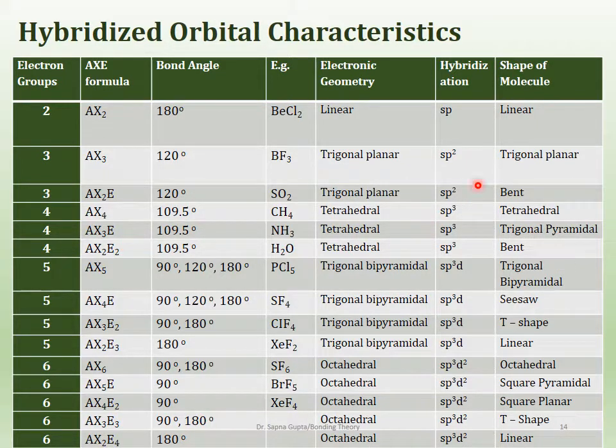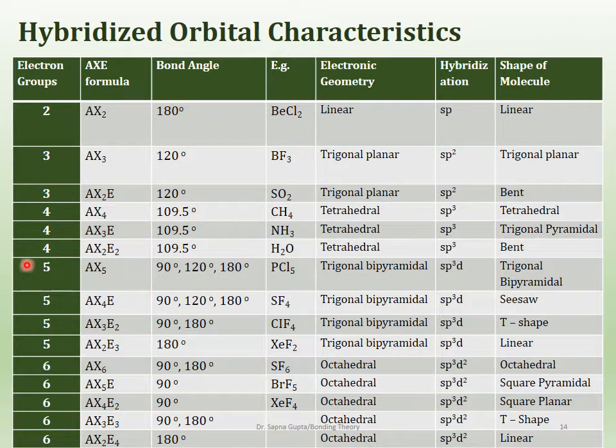So in this table, I've also included the hybridization for you. If you have 2 electron groups, you will have sp hybridization. If you have 3, then you'll have sp2. No matter what the shape of the molecule is, the hybridization is still going to be the same if you have 4 electron groups. If you have the same number of electron groups, you have the same kind of hybridization. That is what I want to make sure that you understand from this table.